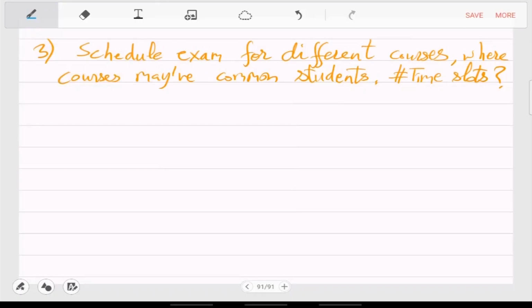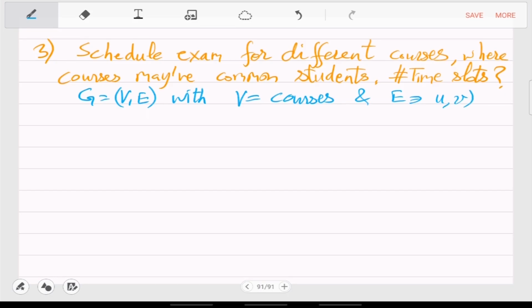Let's start with that. G equal to V comma E, with V the courses, and E will have an edge from U to V, and it will be an undirected edge if U and V have at least one common student. If the courses are disjoint, then they remain unrelated or unconnected by an edge.